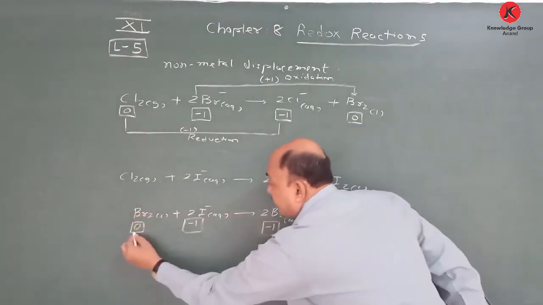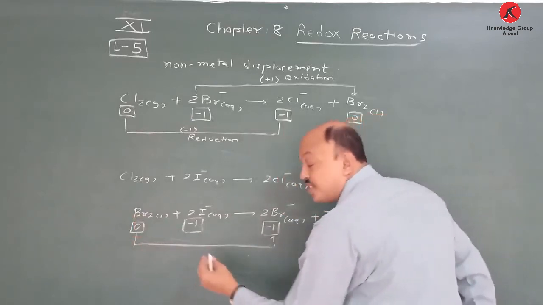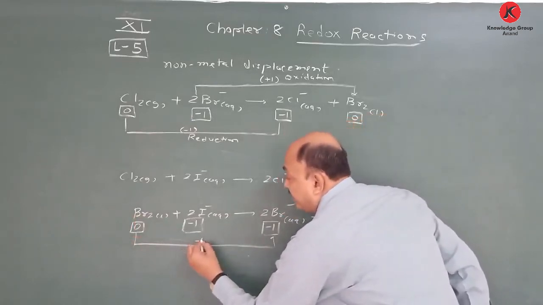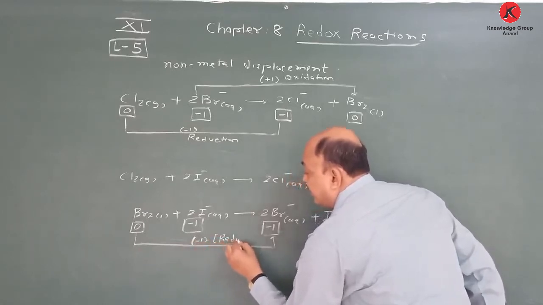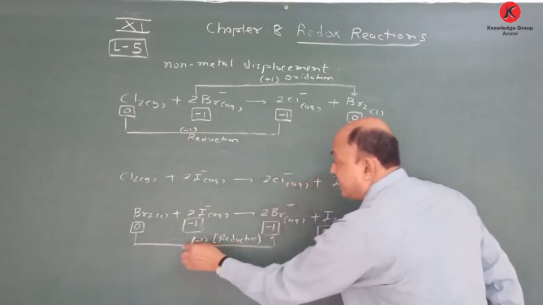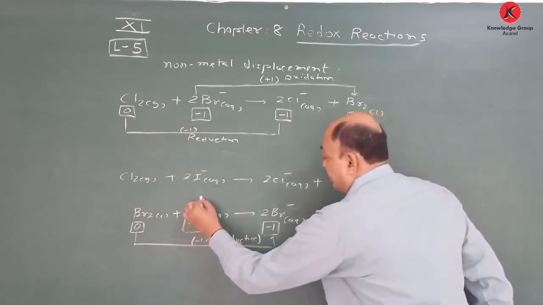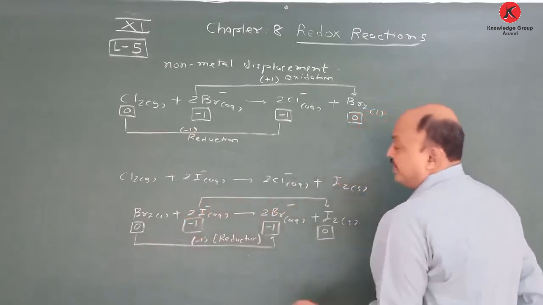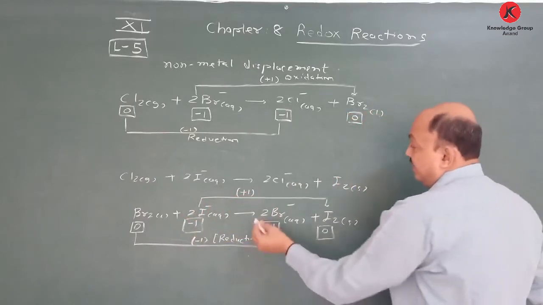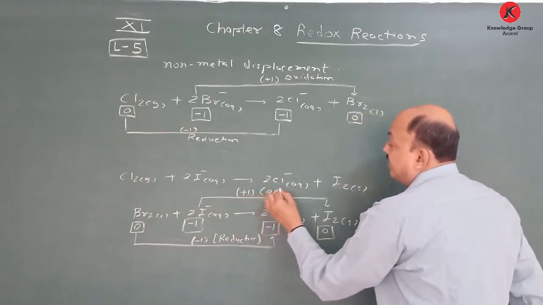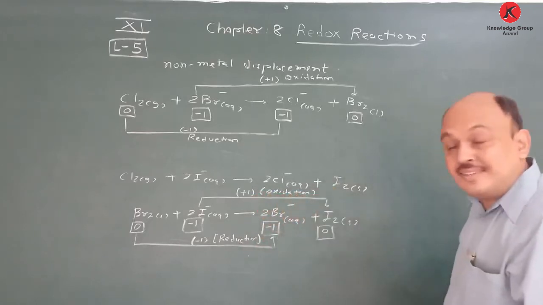Br and Br. So here 0 to -1 indicates a reduction reaction, and therefore Br2 acts as the oxidizing agent. And -1 to 0 means +1, and this is considered as an oxidation reaction. Is it clear?